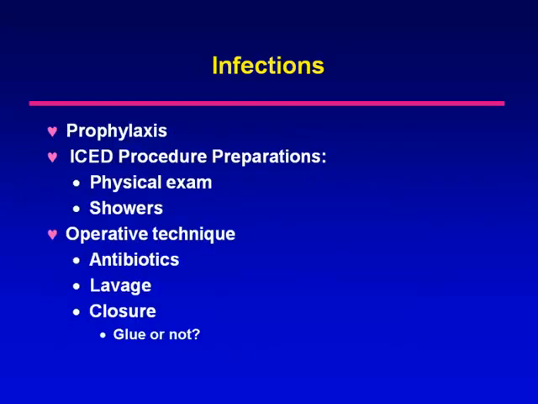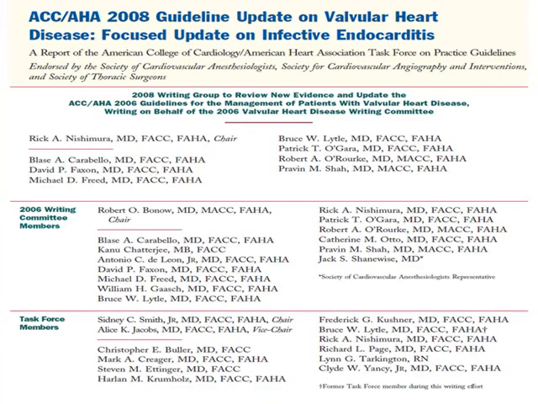So the first topic is infections, and the main issues we have to deal with there are prophylaxis against infections, looking at preparations for device procedures, such as just starting with a physical examination, and we bring up the question of antibiotic showers and so forth, the issues of operative techniques, and we've now learned that prophylactic antibiotics prior to beginning the procedure are very important. The issue of how to irrigate or lavage the wound is one that comes up often, and there's a lot of controversy about that. And closing the wound is also an issue. There are lots and lots of things you can read about.